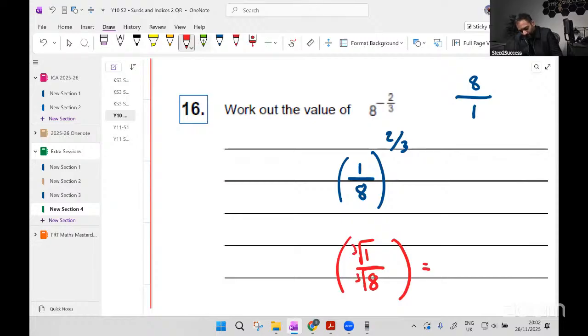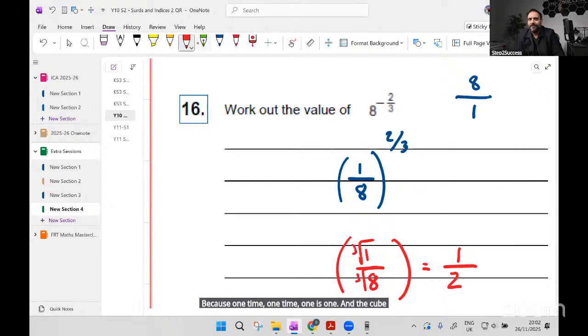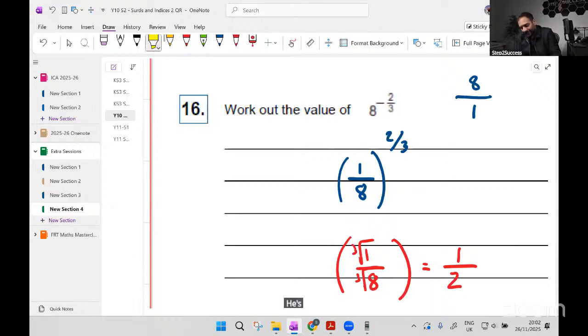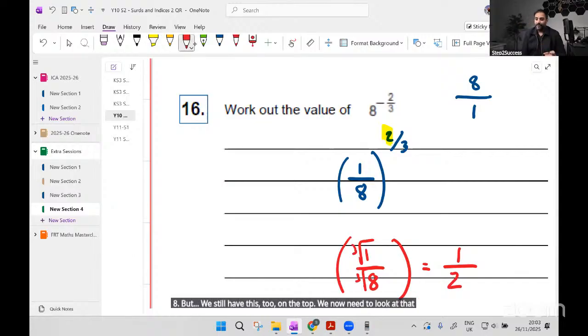The cube root of 1 is 1, because 1 times 1 times 1 is 1. And the cube root of 8 is 2, because 2 times 2 times 2 is 8. But we still had this 2 on the top. We now need to look at that. So there's lots of bits to this question, which is why it's a really good question.